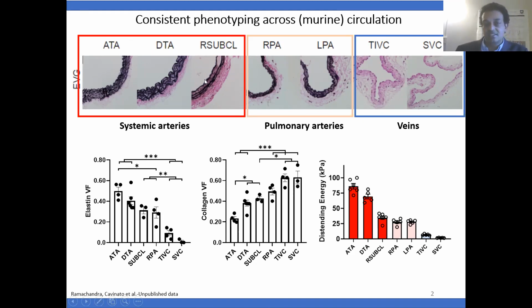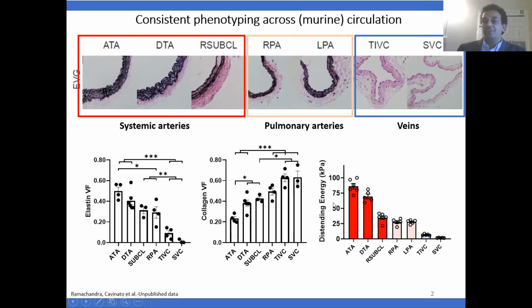The first three sections on the left are for a systemic artery. The next two are for pulmonary arteries, and the last two are for veins within the thoracic region. Each of these blood vessels has its own function within the body. The arteries are a higher pressure system, pulmonaries are moderate pressure, and veins are low pressure systems, mostly capacitance vessels. If you look at the microstructure, the amount of elastin goes down as you go down the vasculature and the pressure reduces, and the amount of collagen goes up as a volume fraction of the wall.